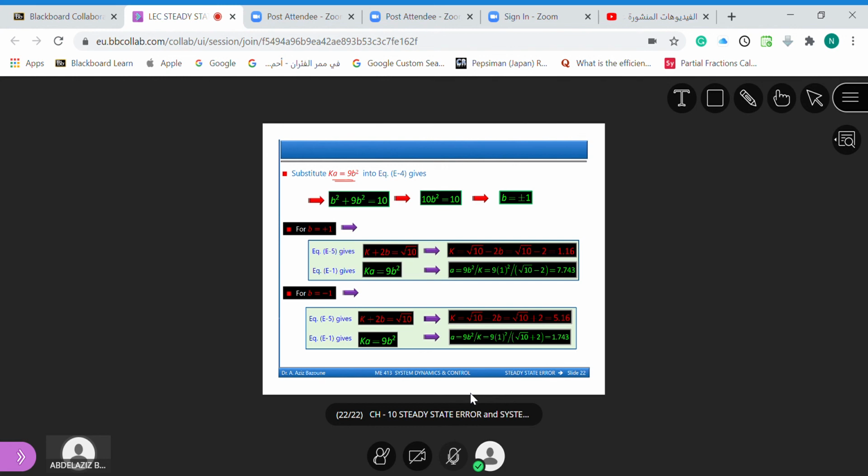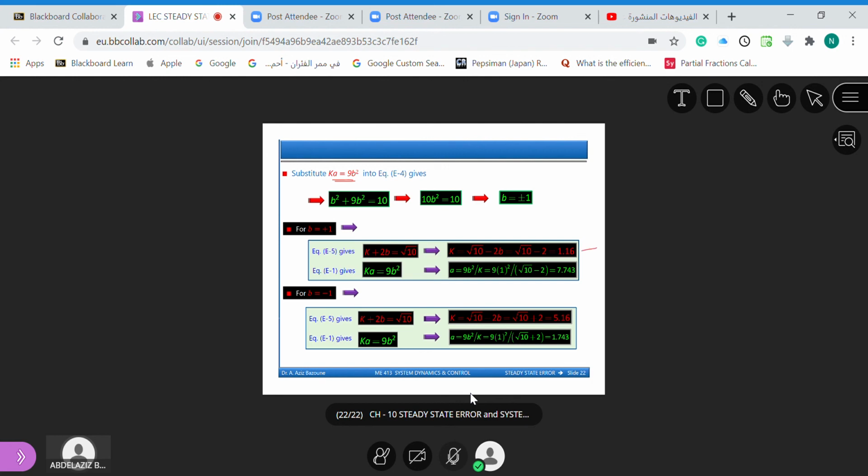So we have two values. If we substitute b equal to 1 in equation 5, which gives K plus 2b equal to the square root of 10, we substitute b here by the value of 1. So the square root of 10 minus 2 will be 1.16 for k.